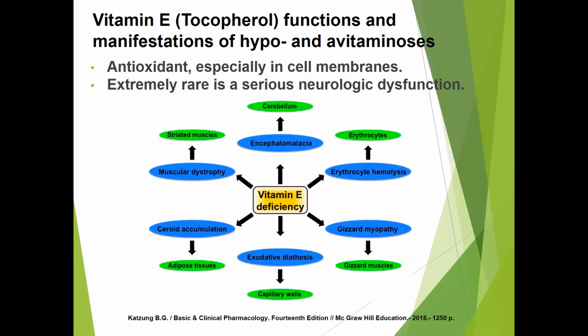If the patient has a deficiency of vitamin E, there are problems in the brain, that is encephalomalacia in the cerebellum; erythrocyte hemolysis, for example of erythrocytes; gizzard myopathy, of the gizzard muscles; exudative diathesis, usually in children, in the capillary walls; steroid accumulations in the adipose tissues; and muscular dystrophy, of the striated muscles.